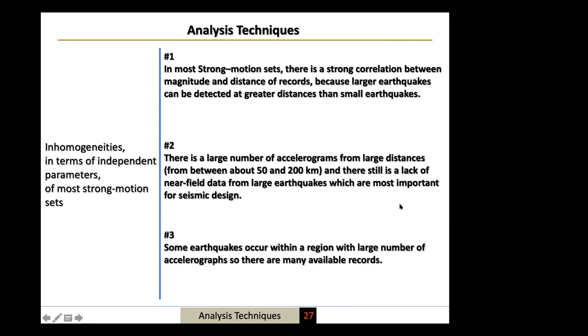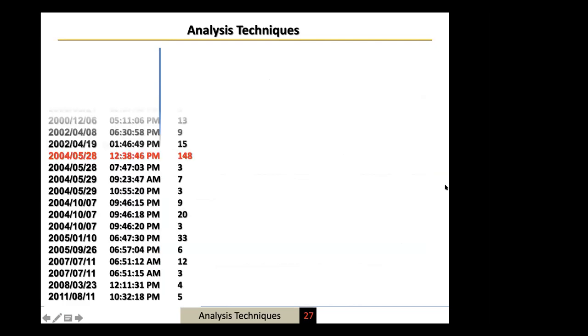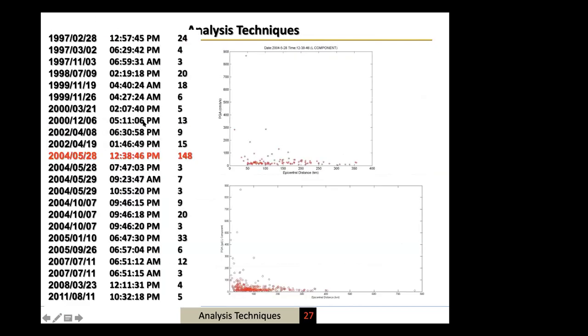And the other problem is that in your catalog, sometimes you find some earthquakes that occurred in a region with a large number of accelerographs. So in some regions, you have too many strong motion sensors, and when one earthquake occurs there, as a result, you will have too many records of just that earthquake. So an example is here. This is a catalog of the earthquakes that occurred in Iran. This is the date and time, and the third column is the number of recordings for each earthquake.